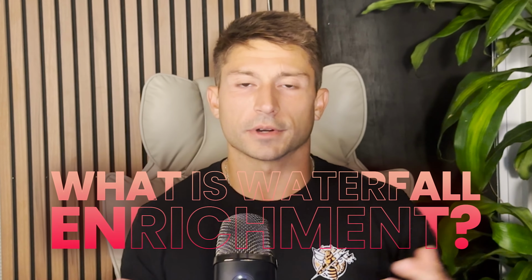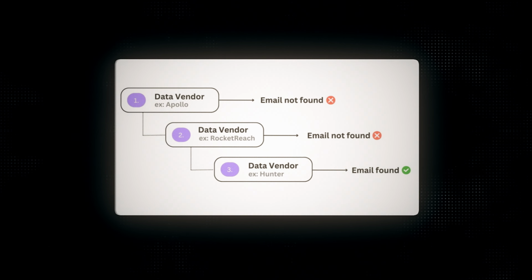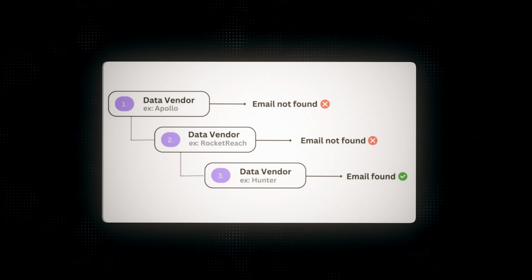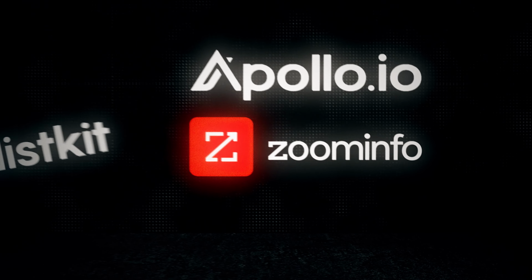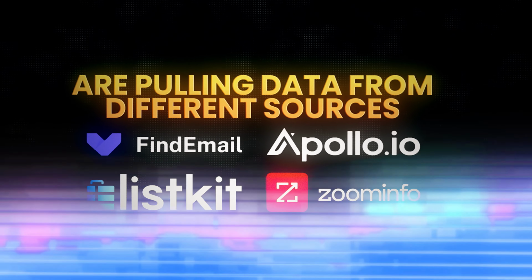So what is waterfall enrichment? Waterfall enrichment is essentially a process that you use during the list building process so that you can cross-check multiple different databases to maximize the number of emails and contacts that you're actually able to use within your lead list. And some of the reasons why this is important is because all different databases like ZoomInfo, Apollo, ListKit, FindEmail, all of these databases are pulling data from different sources. And while you might not be able to find an email address or a valid email address on one platform, that doesn't necessarily mean that it doesn't exist.